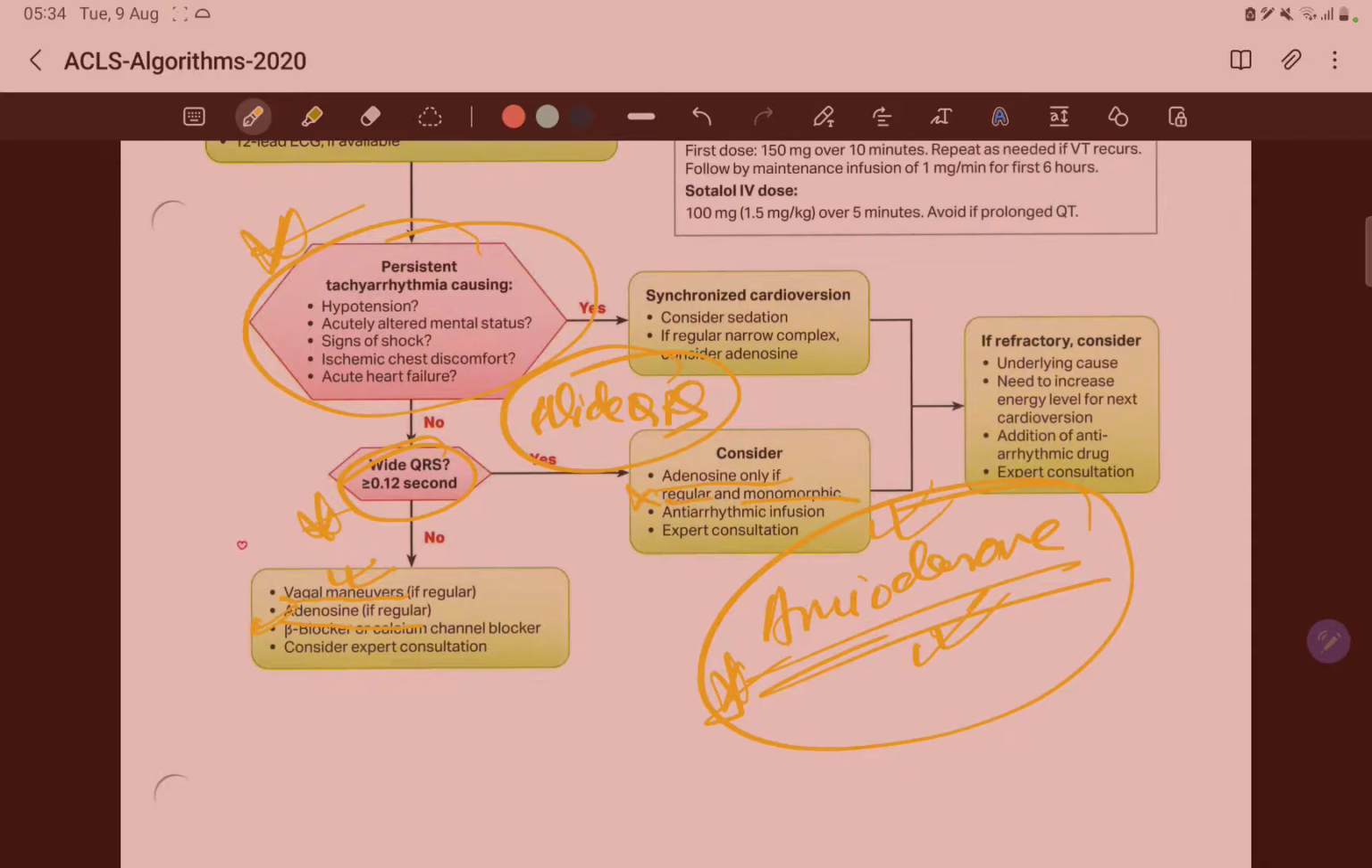That is very, very important. Okay, but in case of a narrow QRS complex, we give vagal maneuvers, very, very important. Then adenosine and beta blocker.